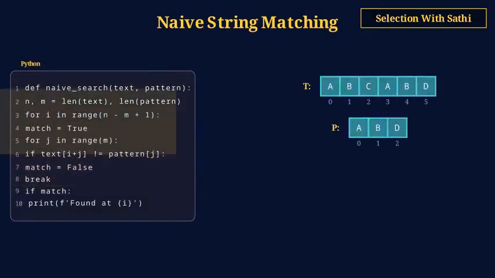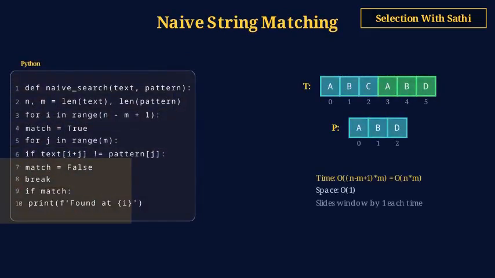The idea is simple: slide the pattern across the text one position at a time. Look at line 4. For each starting position i in the text, we compare all m characters of the pattern. Lines 6 through 8, if any character mismatches, we break and try the next position. Line 10, if all characters match, we record the position.